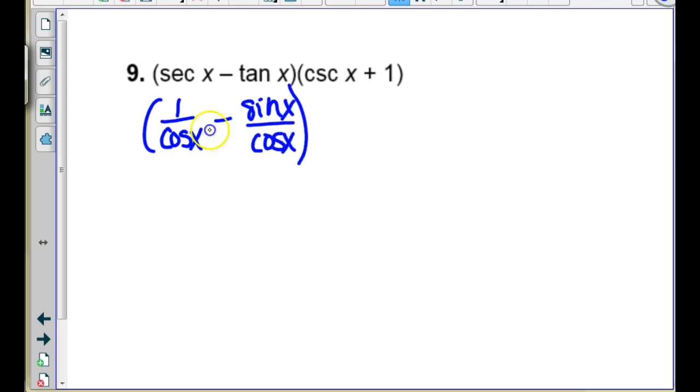Interesting, because what's true in that parenthesis? They have a common denominator? Yeah. So we could combine them into a single fraction if we want.